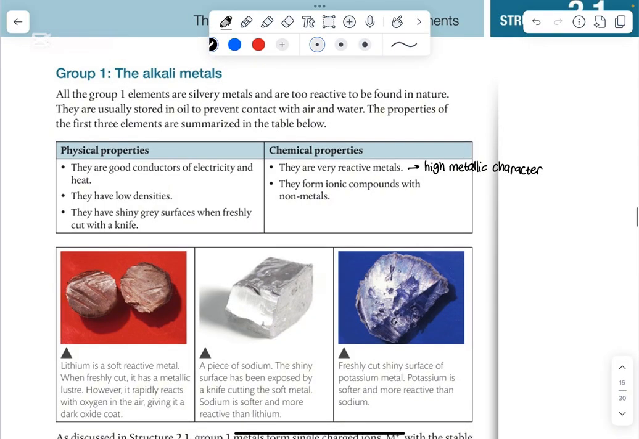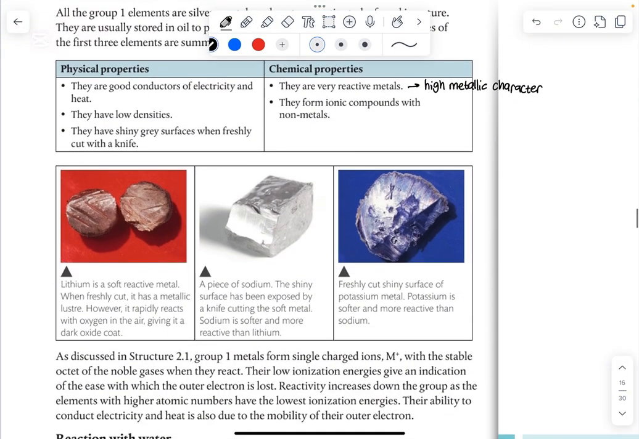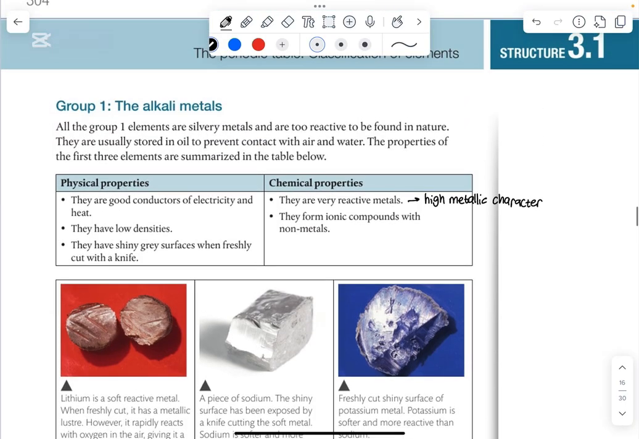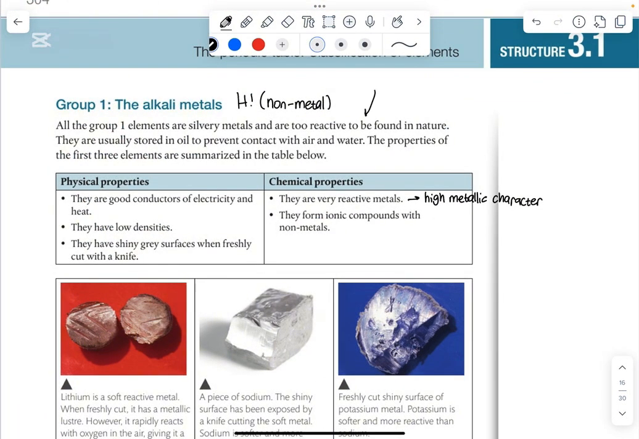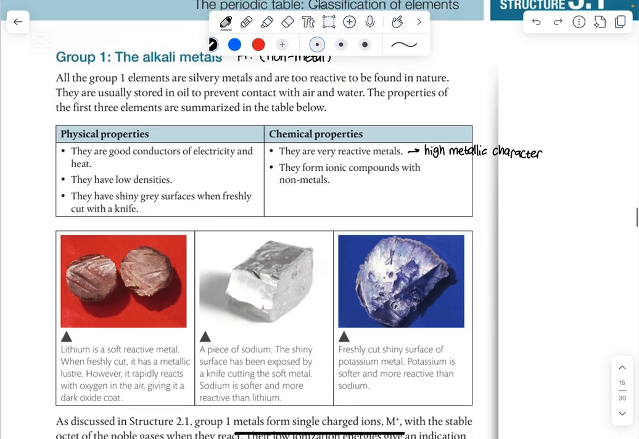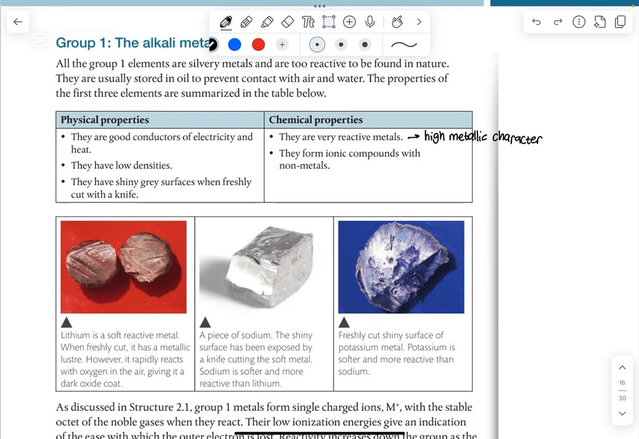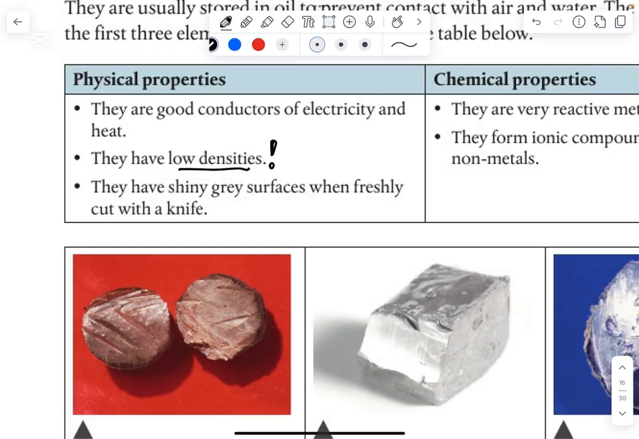Now we're moving on to the group 1 alkali metals. For the physical properties of the alkali metals, I have to mention, you cannot include hydrogen here. Hydrogen is a nonmetal, first of all, and it does not share the same characteristics of the alkali metals. Their physical properties are that they're good conductors of electricity and heat, just like most other metals.